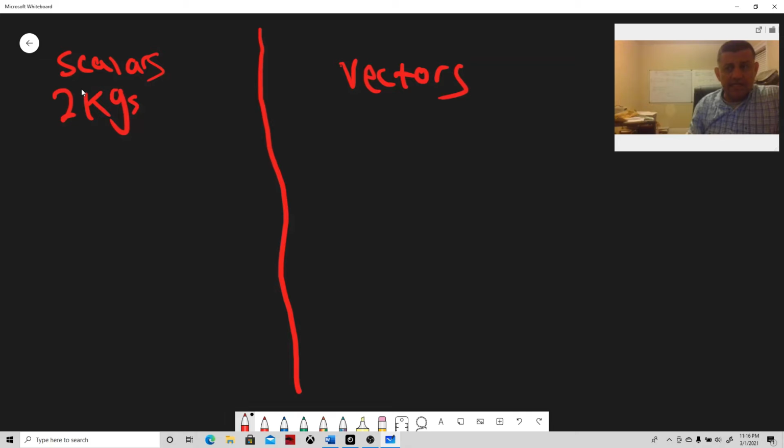This is a scalar. Why? Because it's just a number, just a unit. What about a speed? A speed is also a scalar because it doesn't have a magnitude and direction. A vector has to have a magnitude and direction. This is just a magnitude. It doesn't make any sense for me to say 2 kilograms due north or 2 kilograms due west. So this is mass.